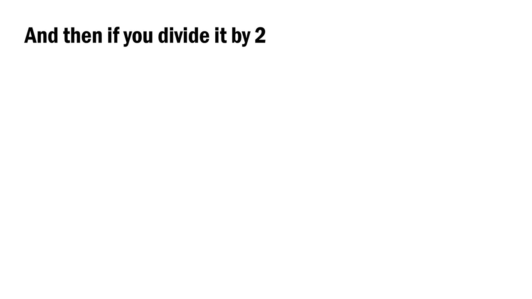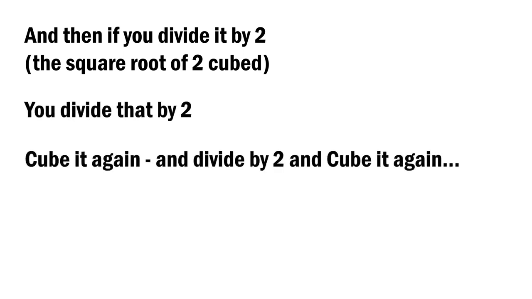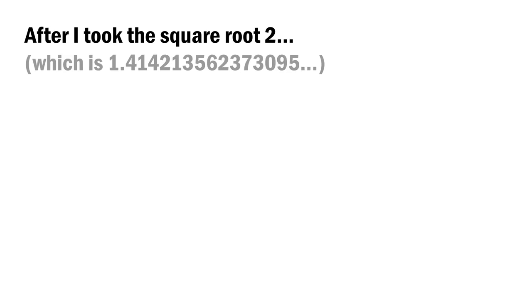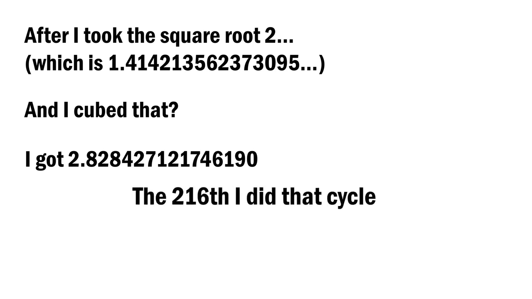And then if you divide it by 2, the square root of 2 cubed, you divide that by 2, cube it again, and divide by 2 and cube it again. I did that one night 216 times, and by the 216th time, you know what I came up to? After I took the square root of 2, which is 1.414213562373095, and I cubed that, I got 2.828427121746190. The 216th time that I did that cycle.